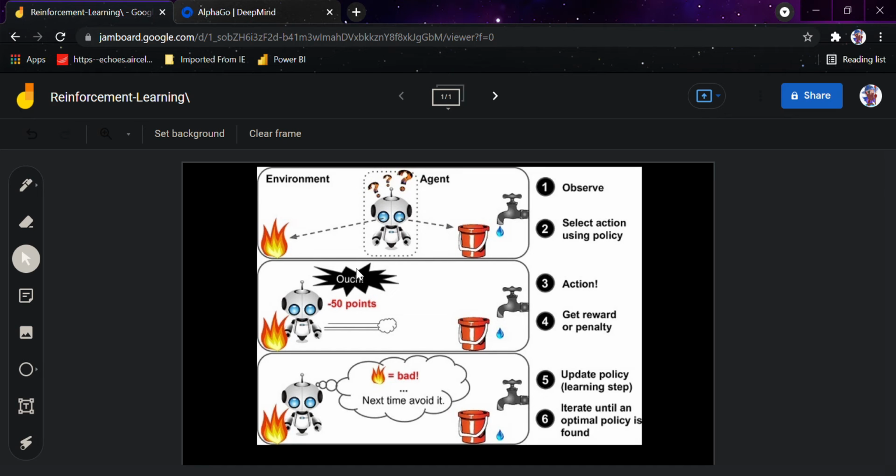So hi guys, today we will be starting with another ML topic, that is reinforcement learning. Previously we talked about three learnings: supervised learning, unsupervised learning and semi-supervised learning. Just for a recap, I will again go over the definition of all three.